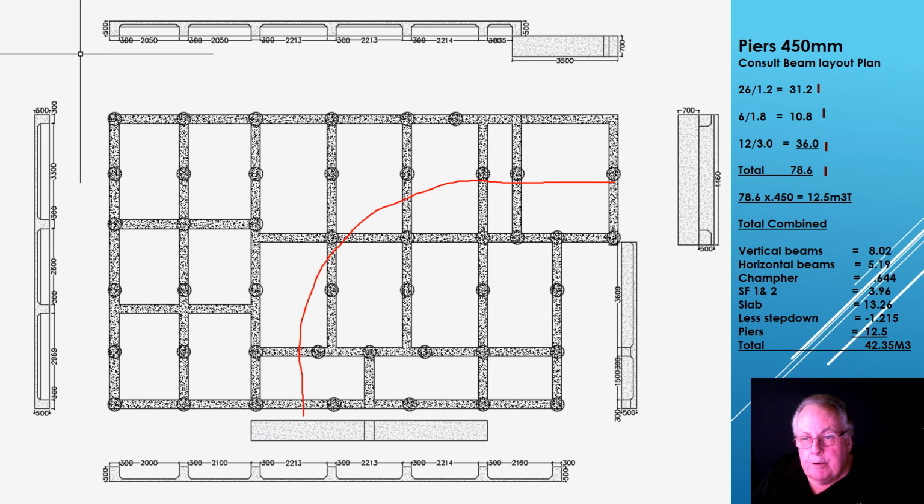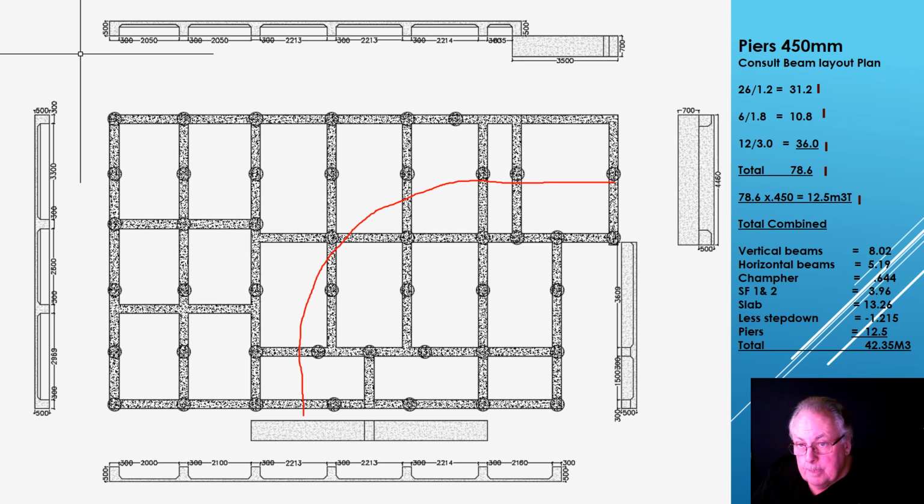Now, I've got a really handy calculator in the resources, and you can go into that, change it to metric, put in 78.6 times 450, and it will give you the answer 12.5 cubic meters of concrete. Also in that resource, if you scroll down to the round column area, it gives you the formula if you were using a calculator.